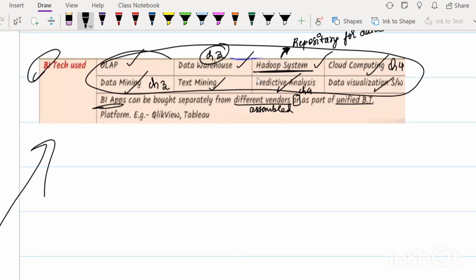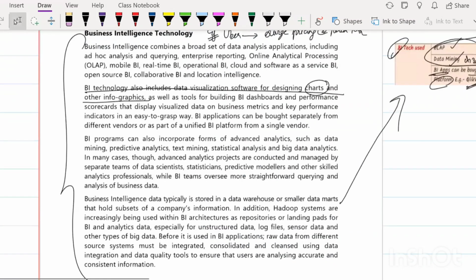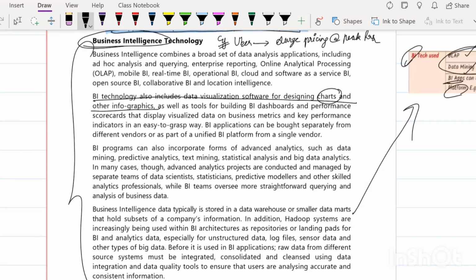Okay, so business intelligence apps can be bought separately from different vendors. If you want to bring business intelligence as a part of your own system, for example, if Netflix wants business intelligence in its system, then either it can get it from different vendors and assemble it as one, or it can get a unified business intelligence platform also. Okay, so the platform examples are QlikView, Tableau. Okay, so these are the other platforms. So this is nothing but the technology which is used in business intelligence.